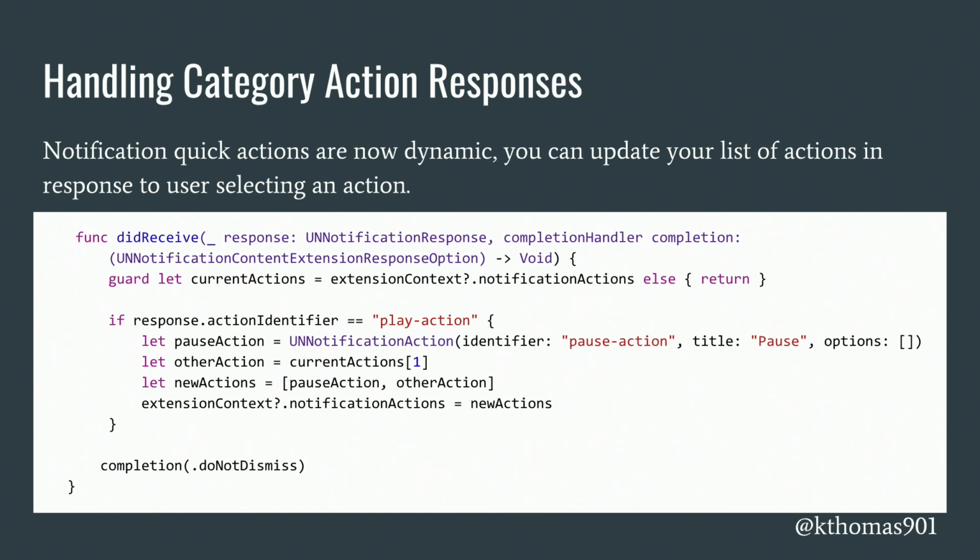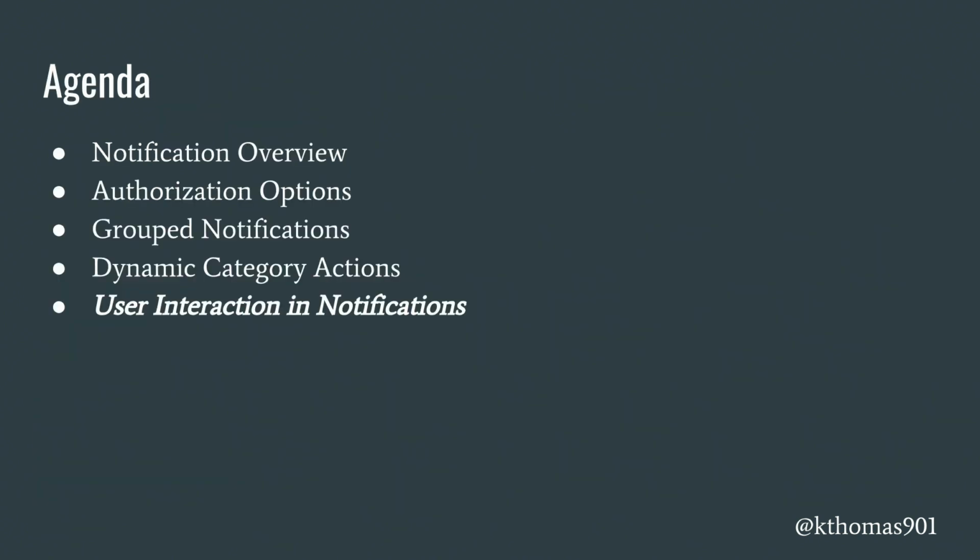So you can not dismiss it, which means that the content extension will stay active even if they click on a response. You can dismiss it, which means if they click on that response, the content extension will exit out. And then you can dismiss and forward. And that means your main app will be triggered, and it will trigger the didReceive response method in your main app, wherever you're handling the UNUserNotificationCenter delegate, usually the app delegate. So in this case, we want it to stay up because we want them to see that the actions are switching. So that's how you do dynamic actions.